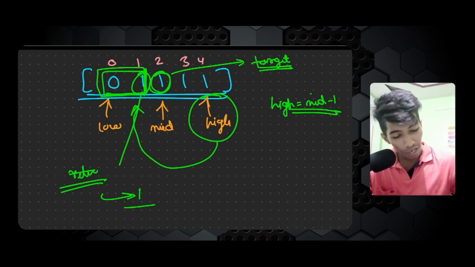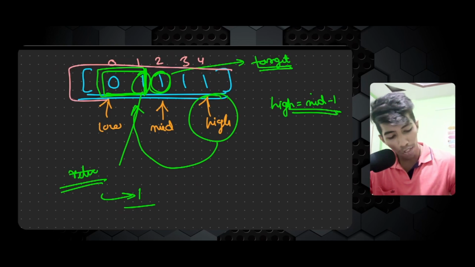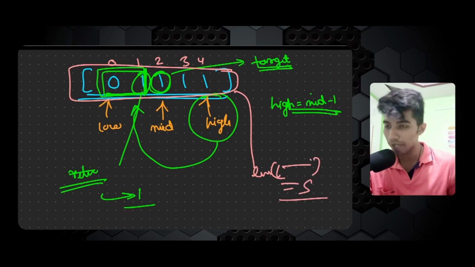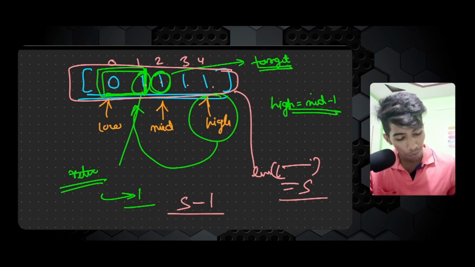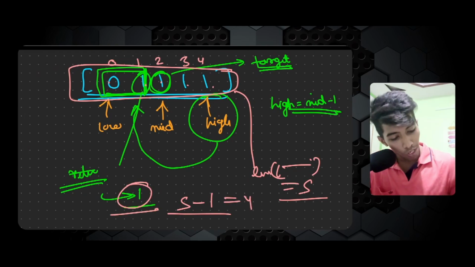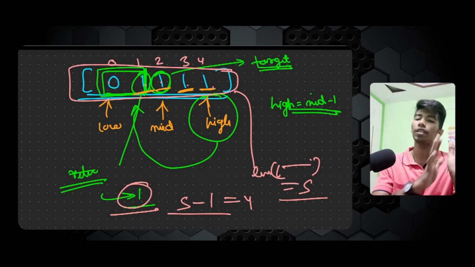And then I will calculate the length of this array. The length of this particular array comes out to be 5, because 1, 2, 3, 4 and 5 elements are there. So when I subtract this index which I am getting from 5, I will get 4. So there are 4 ones, we know. Like this we will get the count of how many ones are there in that particular array.